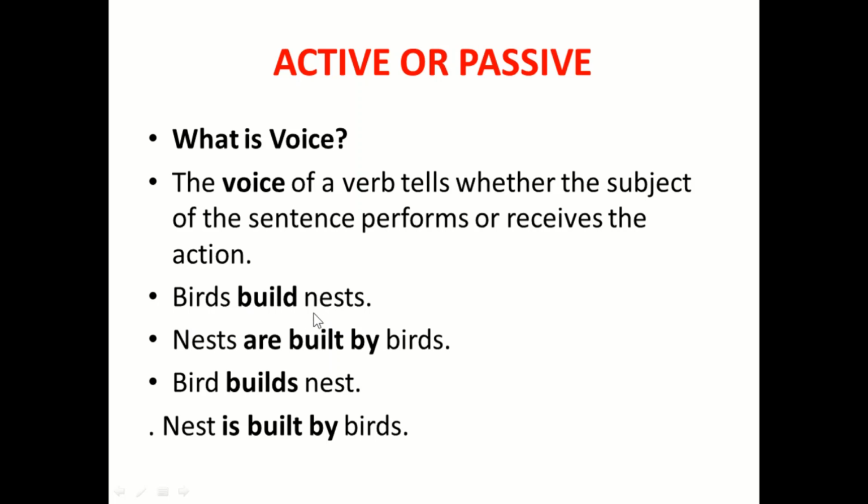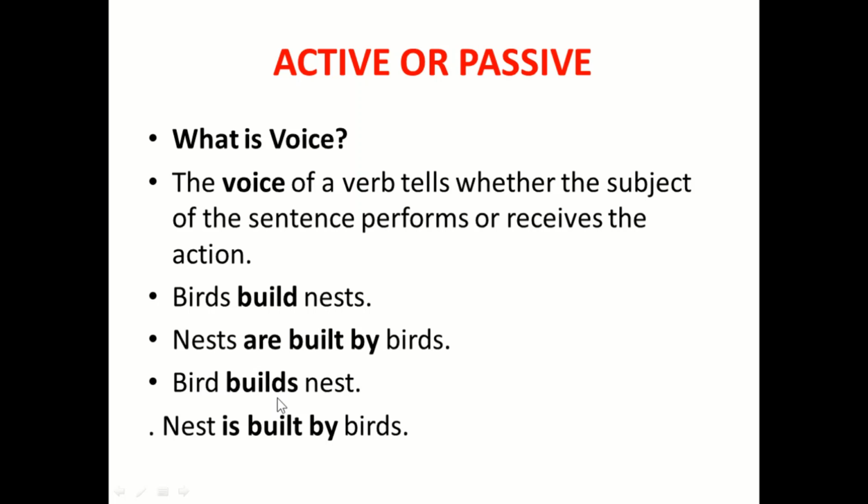So this one is the simple sentence. We will change it into simple passive form. Here, as you can see, this is simple present. So it will be nests are built by birds. Then we have bird builds nest. I wrote the same sentence in a singular form just to remind you that when we have a singular subject, we have to use the singular verb.